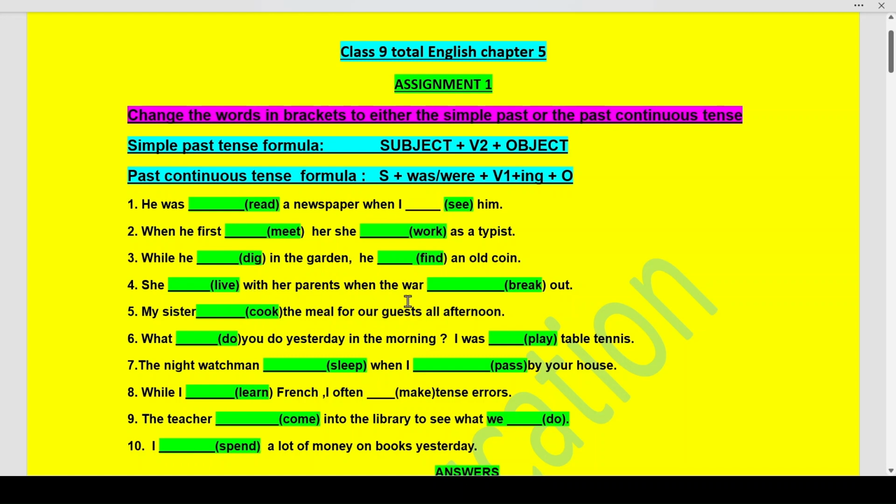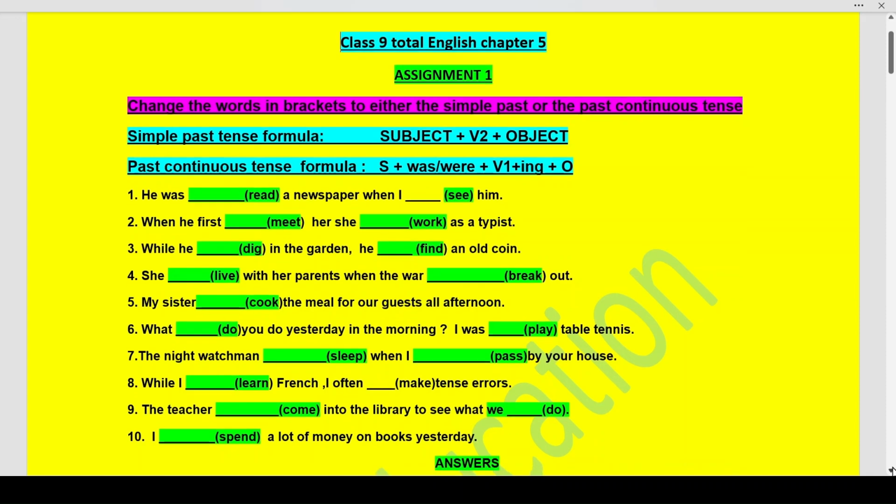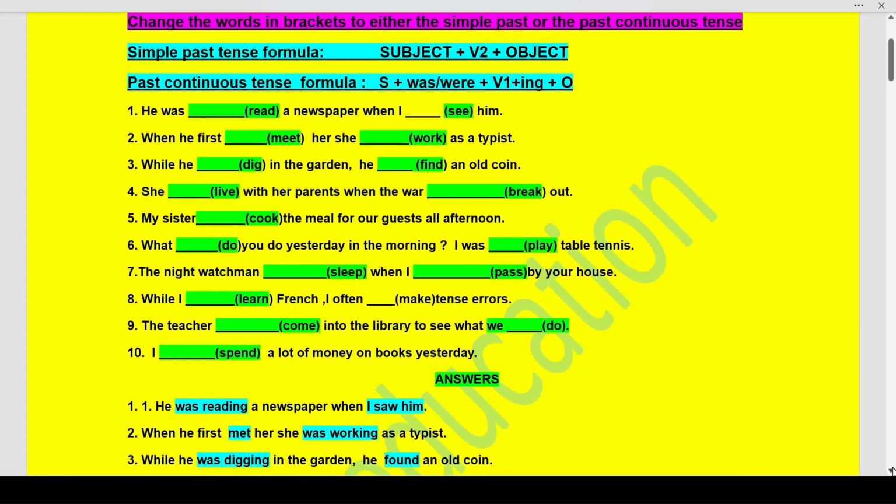She lived with her parents when the war broke out. She was living with her parents when the war broke out. You can confirm all this with the formulas of the simple past tense and past continuous tense, which I have mentioned in blue above. Now, my sister was cooking the meal for our guests all afternoon. Sister is the singular subject followed by was, the singular verb, cooking because it is in past continuous tense, and all afternoon. My sister was cooking the meal for our guests all afternoon.